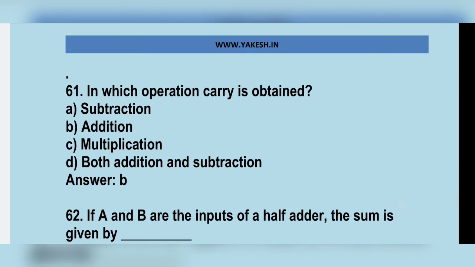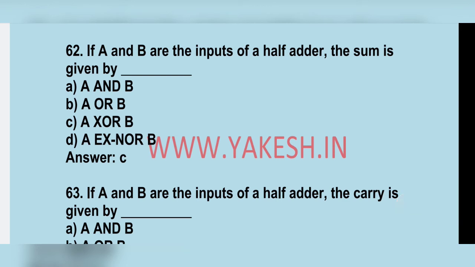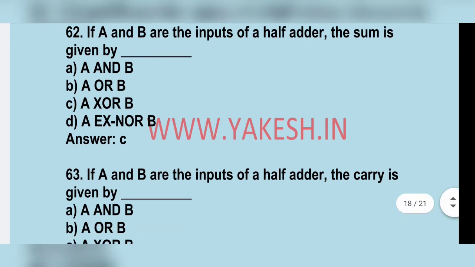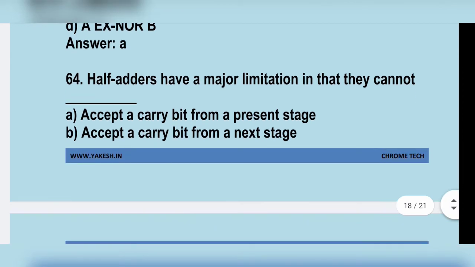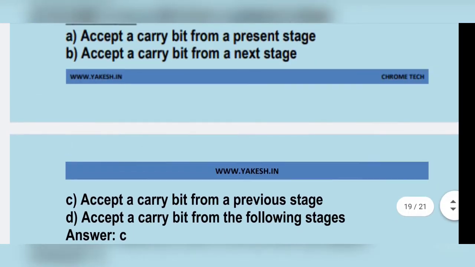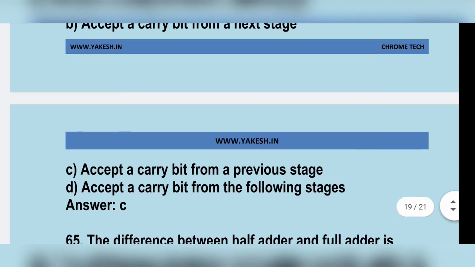In which operation is carry obtained? Option B, addition. If A and B are inputs of a half adder, the sum is given by option C, A XOR B. If A and B are inputs of the half adder, the carry is given by option A, A AND B. Half adders have a major limitation: they cannot, option C, accept a carry bit from a previous stage.